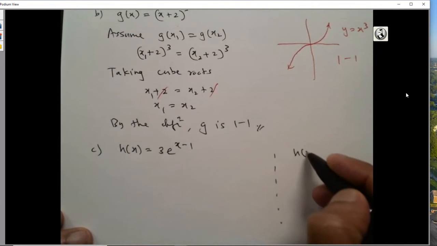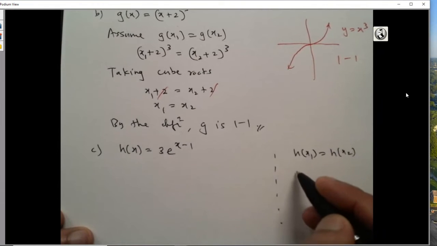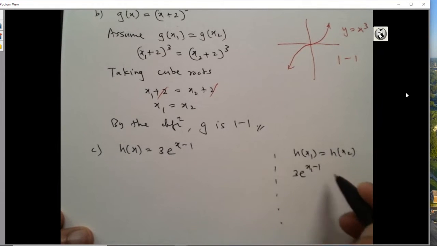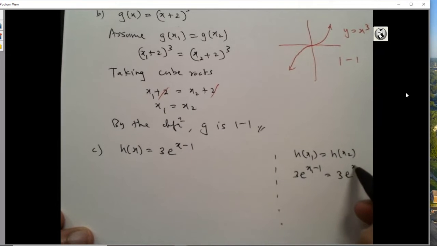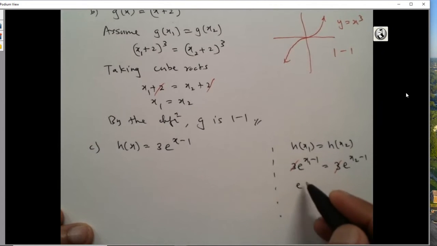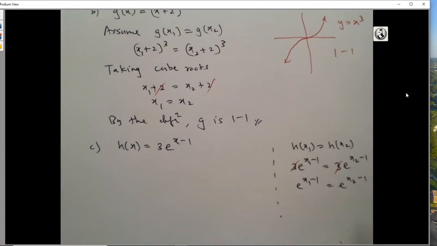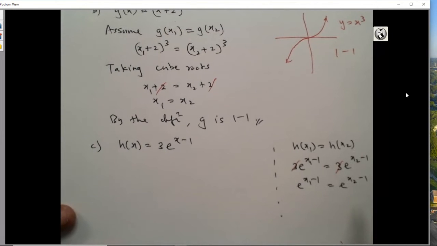We can assume that h(x1) equals h(x2). That means 3e^x1 minus 1 equals 3e^x2 minus 1. You're going to cancel 3. Then you get e^x1 minus 1 equals e^x2 minus 1. Now we do the interesting trick to solve an exponential equation: take the log. So we're going to take ln, the natural log, of both sides.